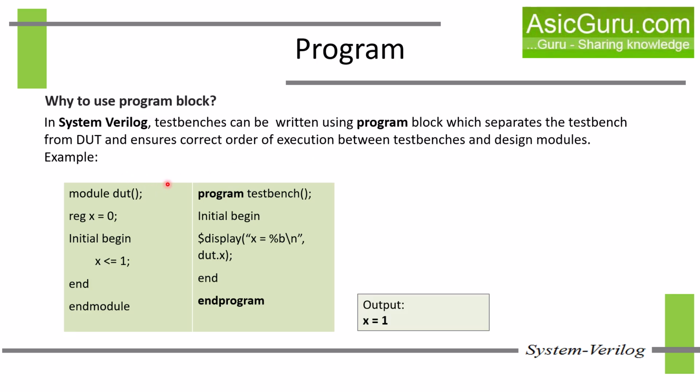Here we have the same example from earlier, but this time we are using a program instead of a module for the test bench. Now when the design assigns x equals 1 using a non-blocking assignment, this change is guaranteed to be complete before the test bench reads and displays the value of x. That's why the output clearly shows x equals 1. This sequencing eliminates race conditions, and ensures that the design is evaluated first, followed by the test bench stimulus and checks.